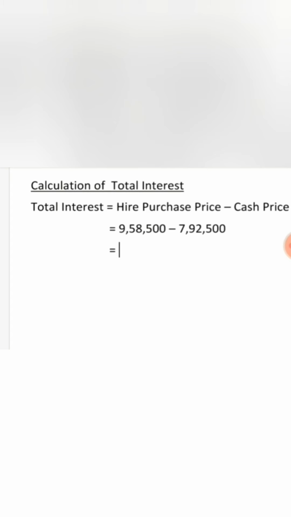So hire purchase price is what we have already calculated, 9,58,500 minus cash price, which was given in the question, 7,92,500. So by subtracting, we can calculate total interest for all the 4 years. That comes to rupees 1,66,000. You can try and calculate also.